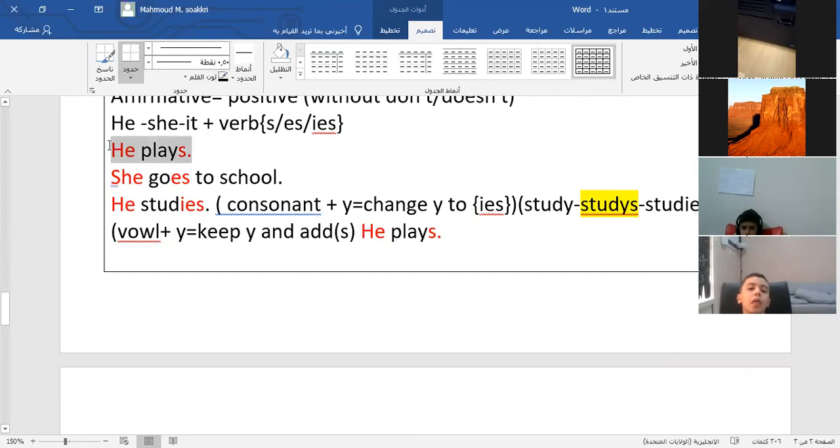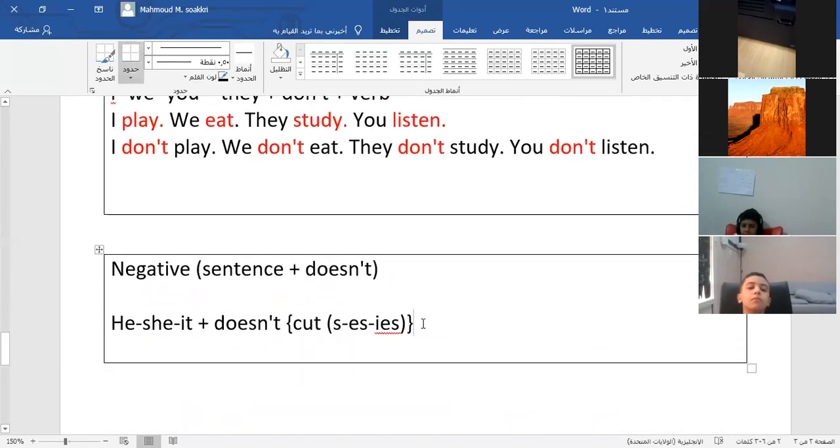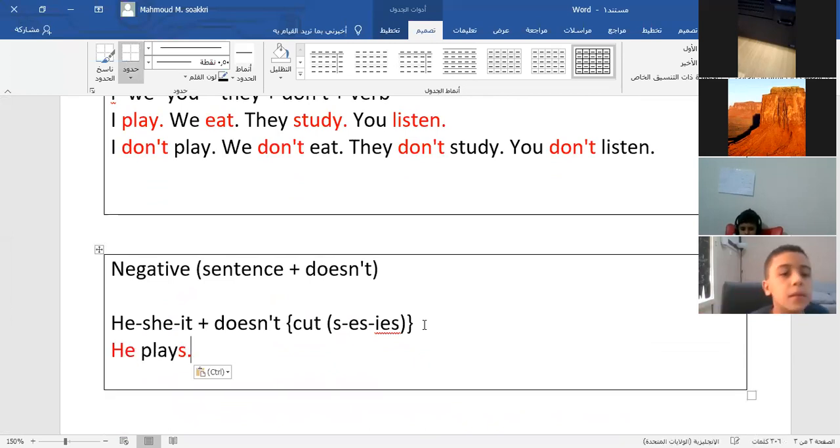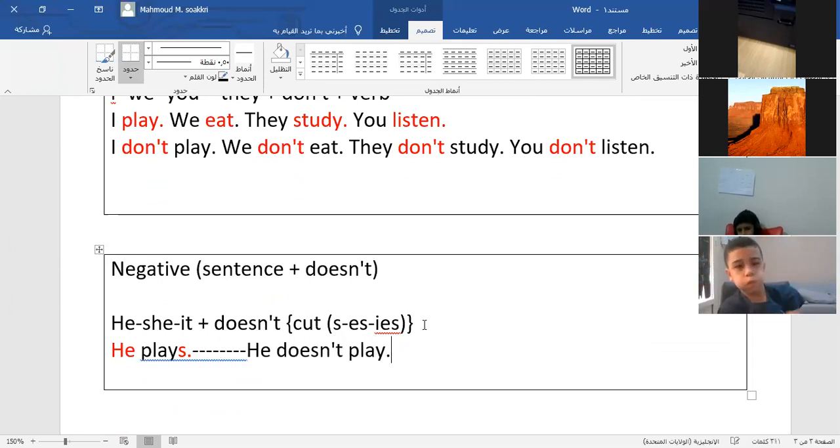He plays, and we make it negative. So what are we going to say here? It is going to be he doesn't play. Look at the changes that happened. We add the word doesn't to make a negative sentence, and we cut S from the verb.